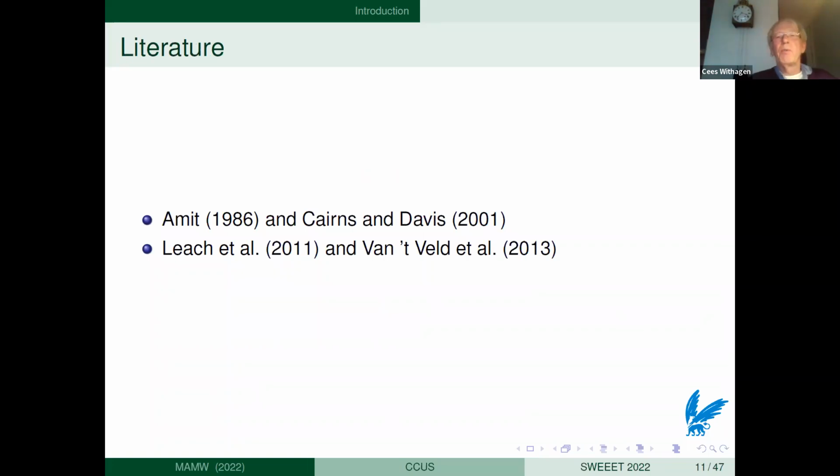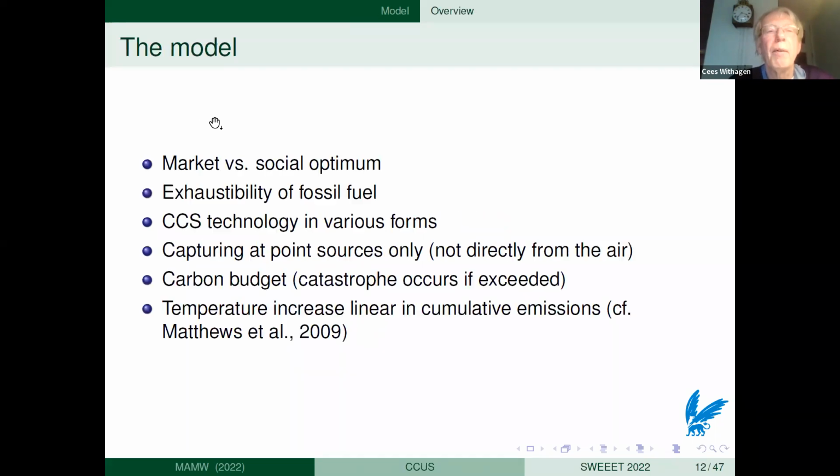Some economists have worked on this, but that's dating a long time ago. Cairns and Davies, Leach et al., Amigues, and Van het Veld et al. in 2013. So this is already a long time ago. I must say that Van het Veld et al. also refer to Darcy's law. But we will take another perspective than these papers, and I will show you right now.